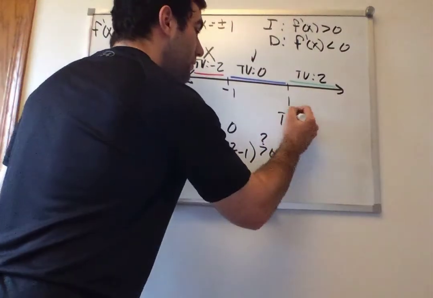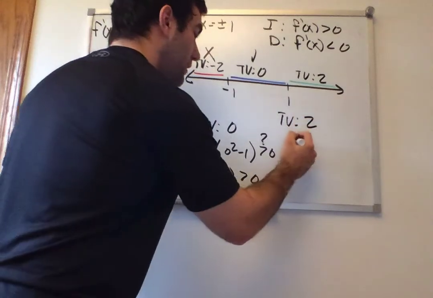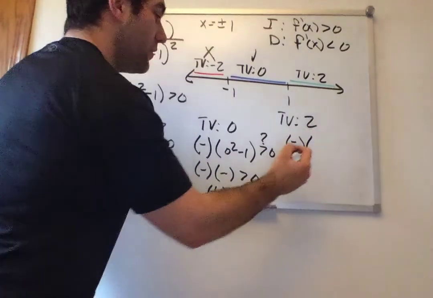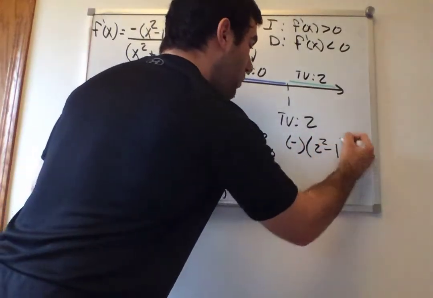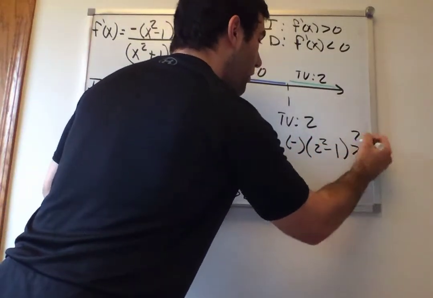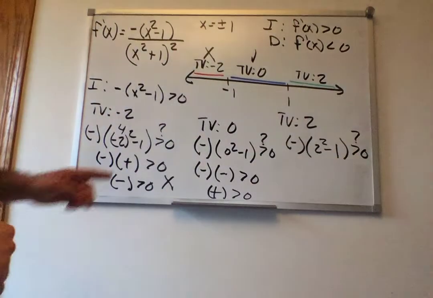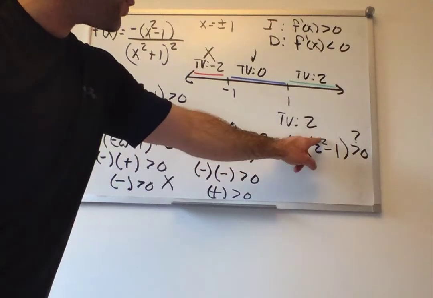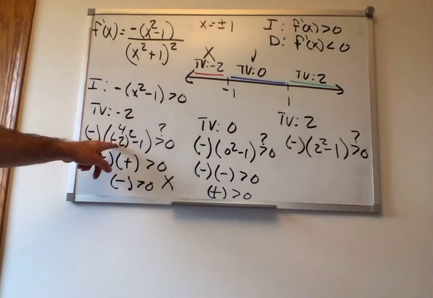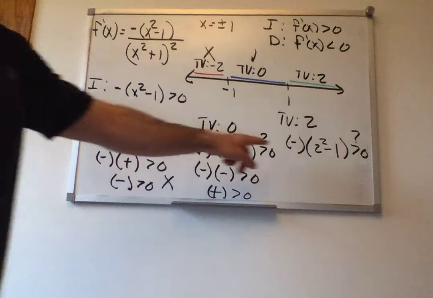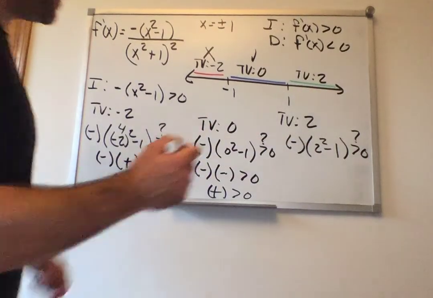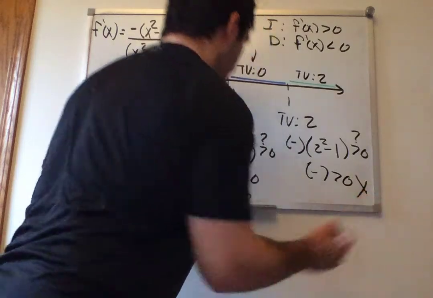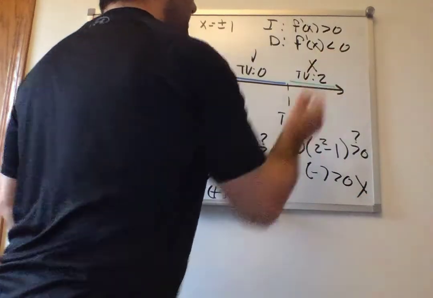Now, test value of 2. We got the beginning negative. And then 2 squared minus 1, is that greater than 0? If you realize, this and this are the same thing, because this 2 squared is going to come out to be a 4, just like this -2 over here came out to be a 4. So we're going to end up with the same result. It's going to be a negative, is that greater than 0? No. So this one did not work.